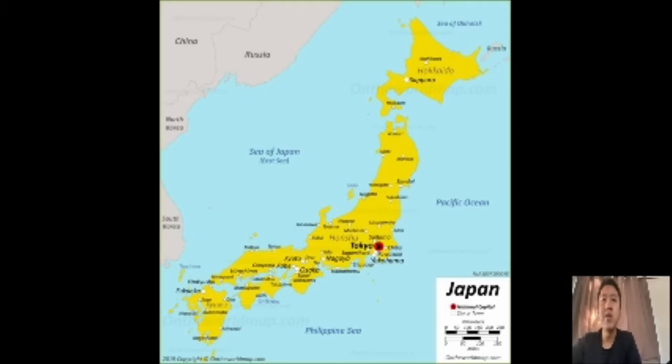In 1947, Japan adopted a constitution with a democratic government. Since then, Japan has grown into a powerful nation with one of the world's largest economies.